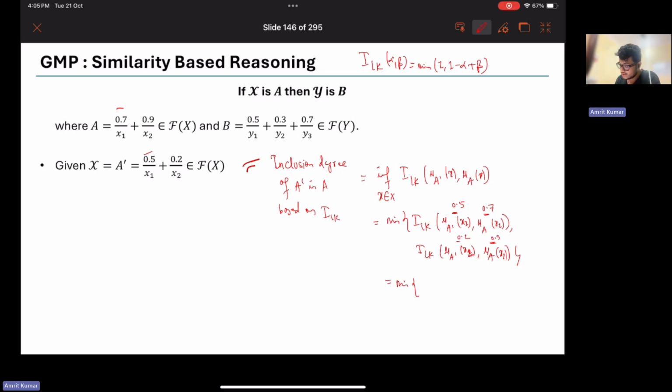So what is Lukasiewicz implication evaluated at 0.5, 0.7? So 1 minus 0.5 is 0.5, 0.5 plus 0.7 is 1.2, then minimum of 1 and 1.2 is 1. And what is Lukasiewicz implication evaluated at 0.2 and 0.9? So 1 minus 0.2 is 0.8, 0.8 plus 0.9 is 1.7, and the minimum of that is 1. Okay, so A dash is included in A with degree 1 when the inclusion is computed using the Lukasiewicz T-norm. Now let us evaluate our output fuzzy set B dash.